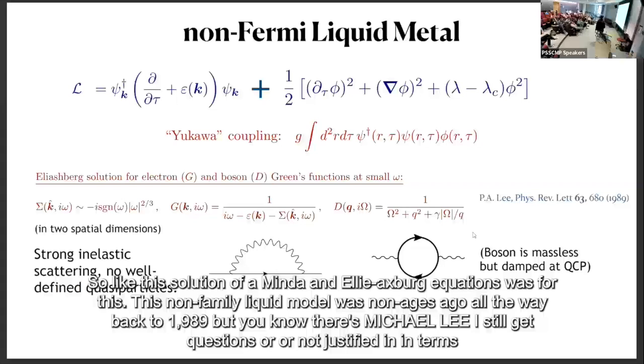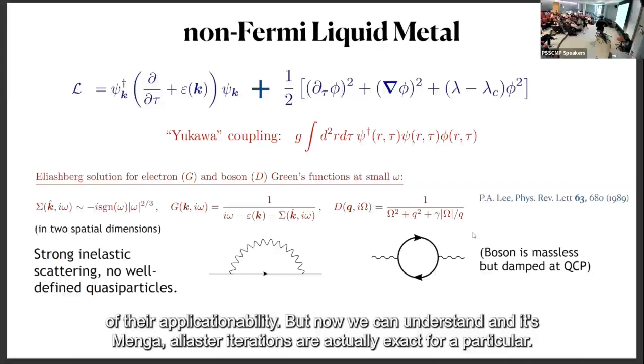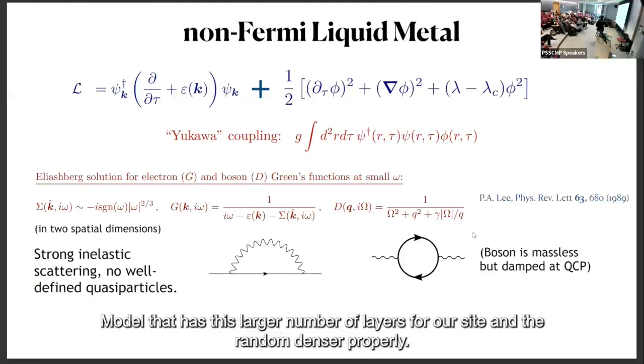So this solution of the Migdal-Eliashberg equations for this non-Fermi liquid model was done ages ago, I think all the way back to 1989. But the Migdal-Eliashberg equations were not justified in terms of their applicability. But now we can understand that these Migdal-Eliashberg equations are actually exact for a particular model that has this large n number of flavors per site and the random tensor coupling.